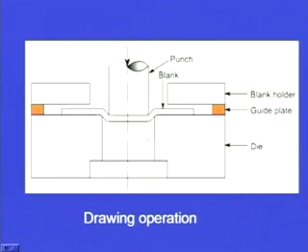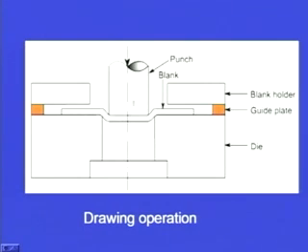Here we can see that this is the punch. This is the direction in which the punch is going to move. Suppose we call it Z direction. So, the punch will move in Z direction. This is the blank, the flat blank out of which we want to make the particular shape. There is a blank holder. Why the blank holder is required, we will see. This colored portion is the guide plate and this is the die.